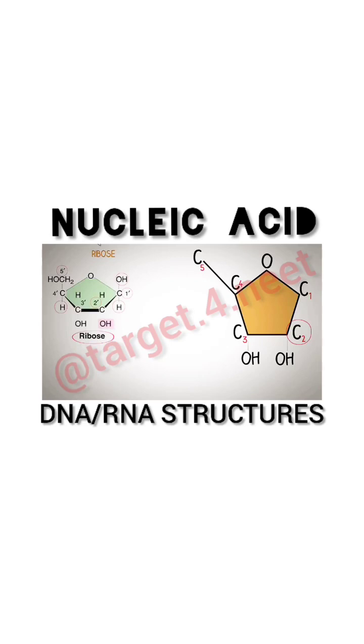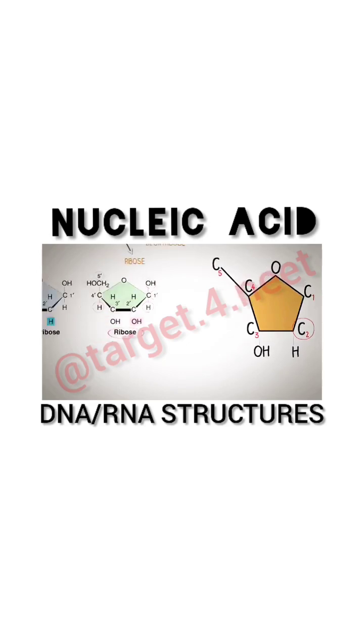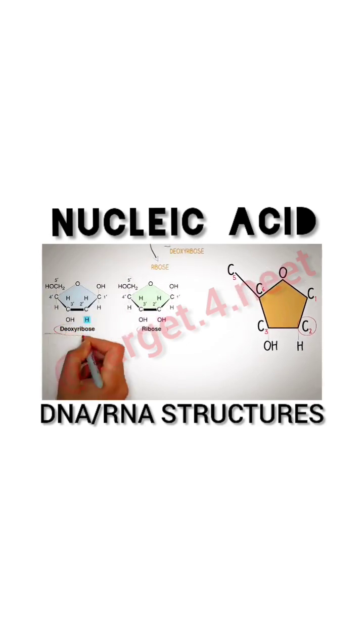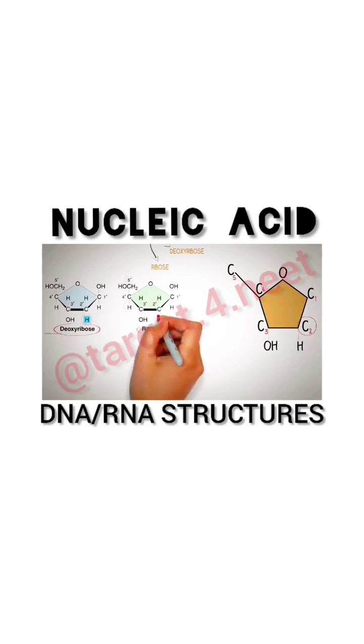Now if you compare this structure with the structure of deoxyribose, the only major difference is at carbon number 2: carbon number 2 contains only a hydrogen atom and not the hydroxyl group. So the resultant sugar is called deoxyribose. Here you can see that carbon number 2 in deoxyribose contains only a hydrogen atom, whereas in ribose carbon number 2 contains a hydroxyl group. You can also tell this by the difference in their names, that deoxyribose has a prefix called deoxy, which means removal of oxygen.